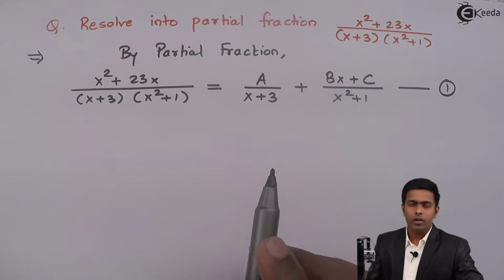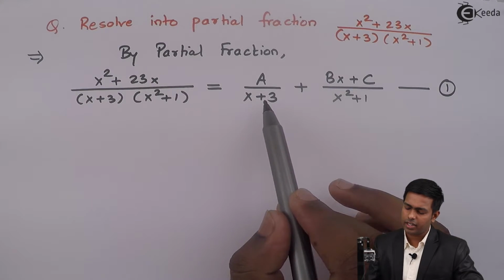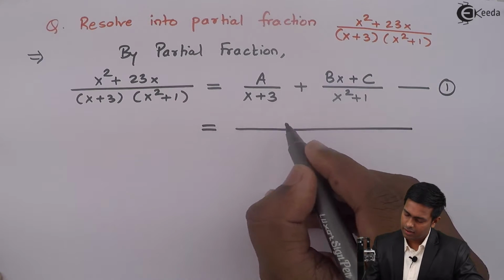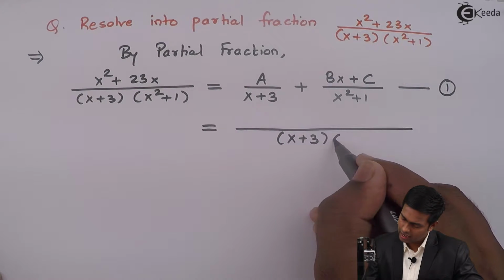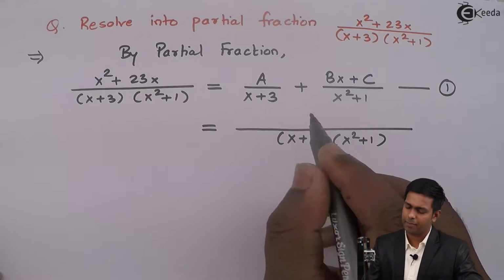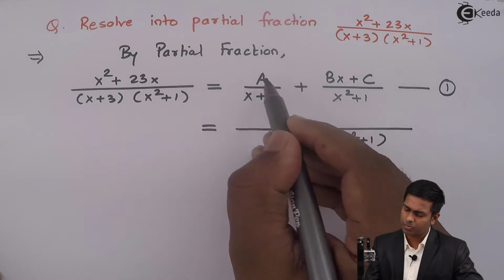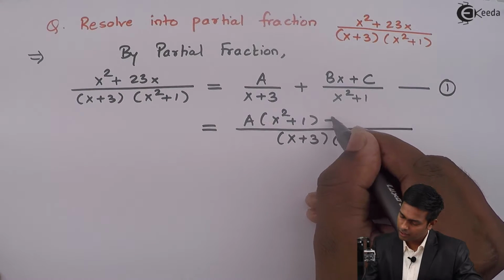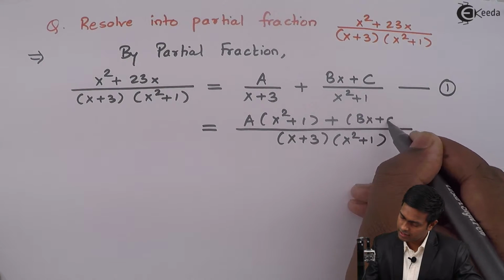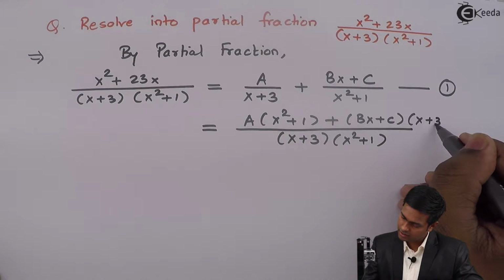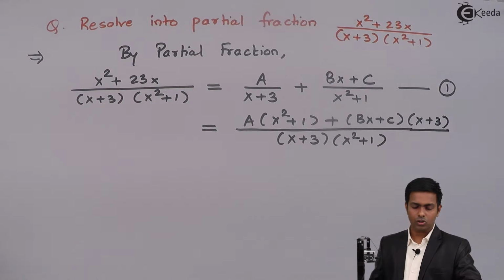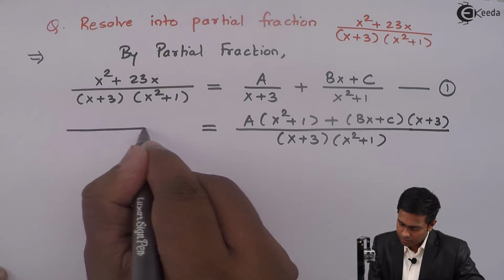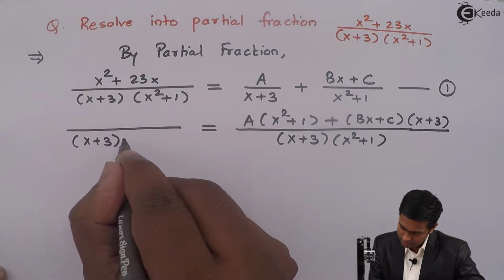First of all we will take the LCM on the right hand side. By LCM we will get (x plus 3) and (x square plus 1), that is, I am multiplying the denominators. By cross multiplication we will get a into (x square plus 1) plus (bx plus c) into (x plus 3). So that is the second term. Now the left hand side as it is.